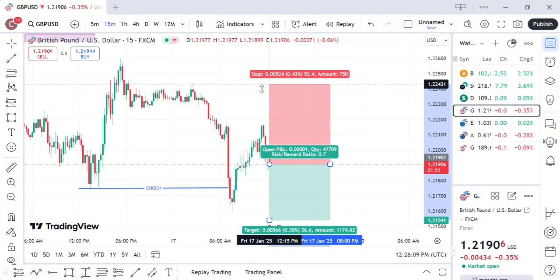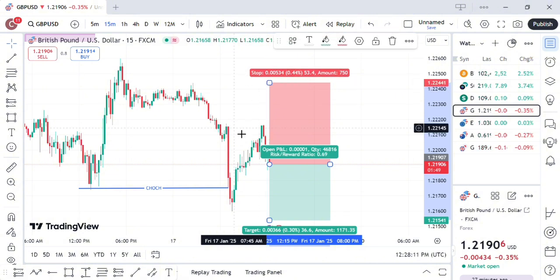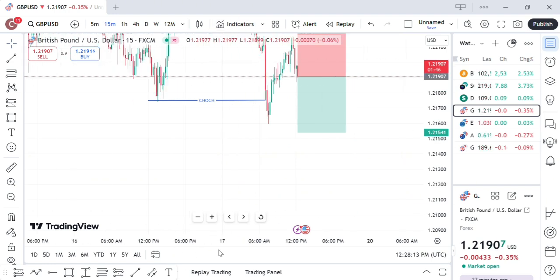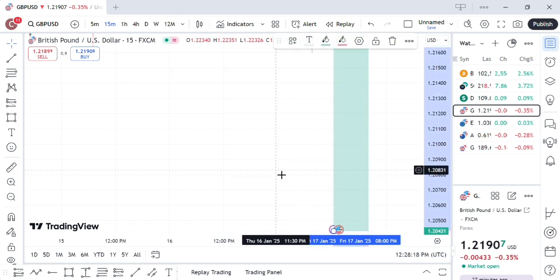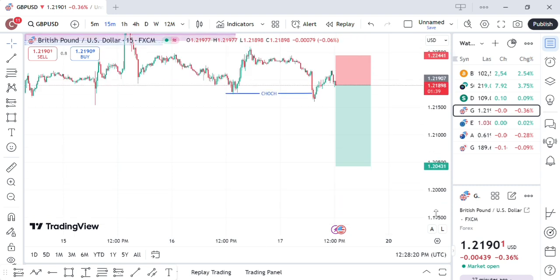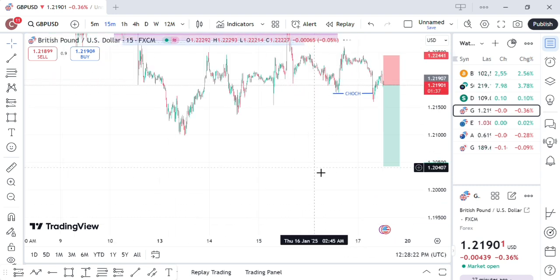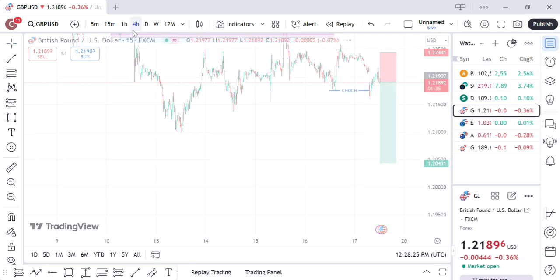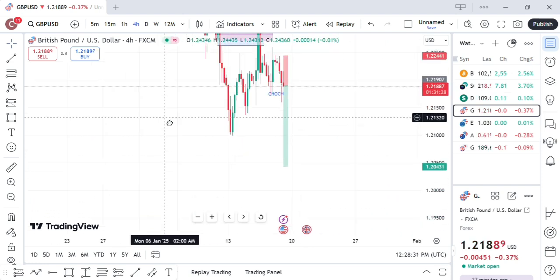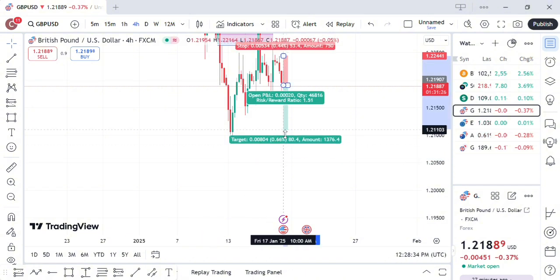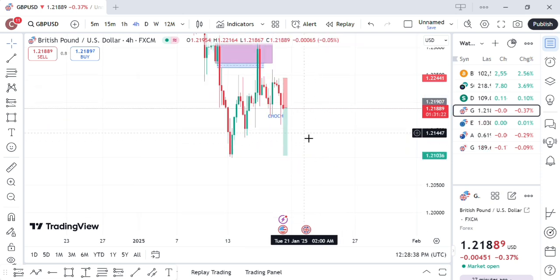But that will be too far. Our stop loss will be here, and then we are targeting this point, the next low. This will be our target. That stop loss is too far, it is too much.